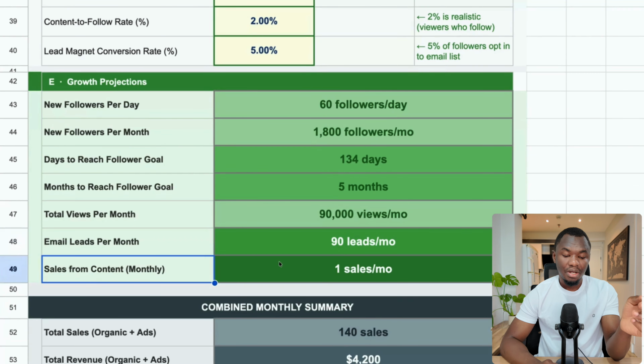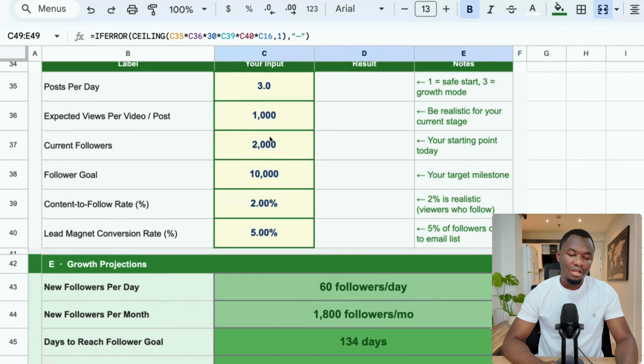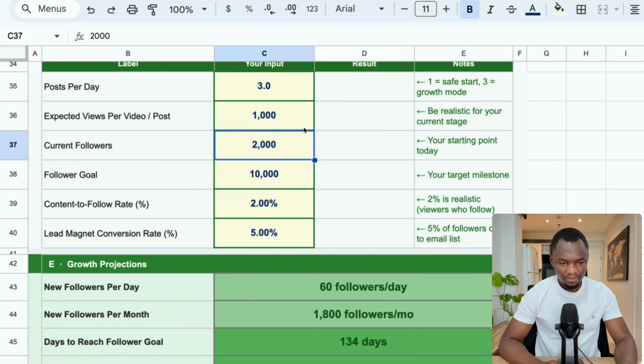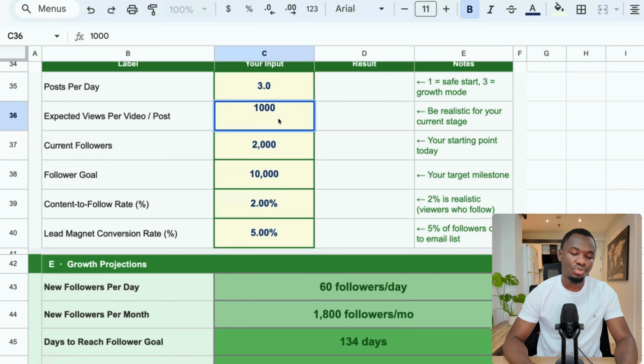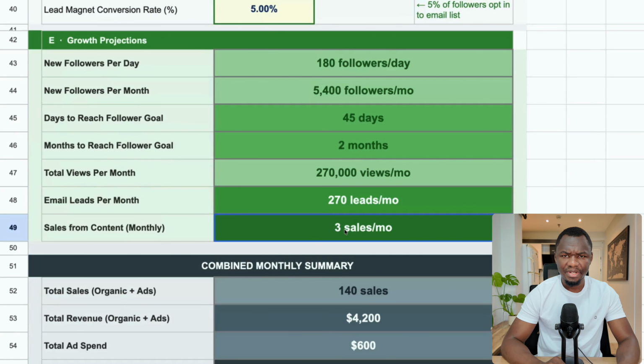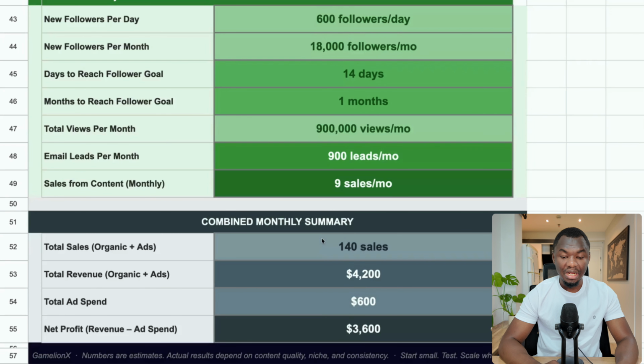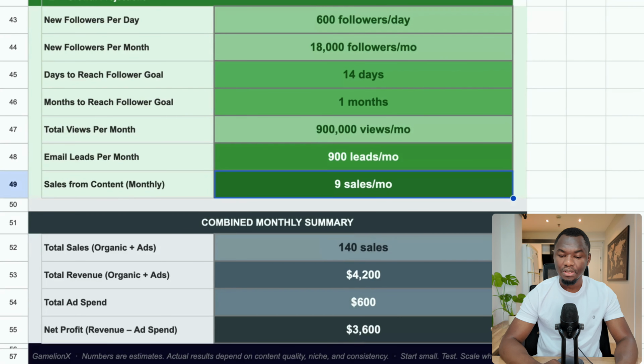The sales per content per month is one sale. Now, this looks very little, but let's be a little more realistic, because if your current followers is 2,000, then I would be expecting that you should be making at least, let's say, 3,000 views per post. With that, you can have some three sales. Now, as the follower numbers and also the view count begin to increase, let's say at 10,000 views, look at the number changing. Now you can be expecting to make 9 sales per month from organic content alone.